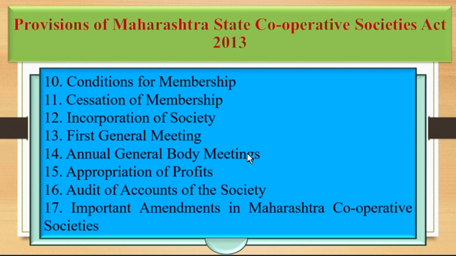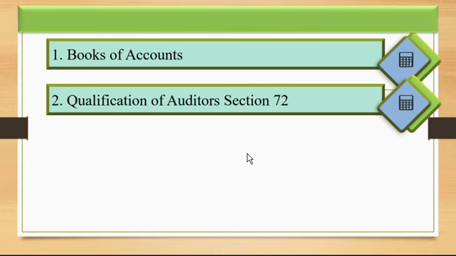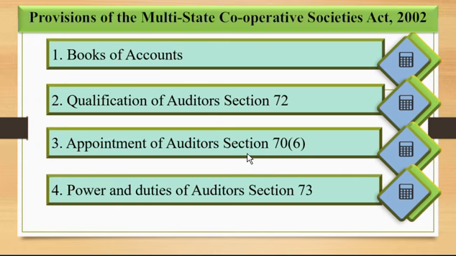Now, let's see the provisions of the Multi-State Cooperative Society Act 2002. In that, different provisions are given. First, we try to understand the Multi-State Cooperative Societies Act 2002. Friends, the Multi-State Cooperative Societies Act 2002, which came into force in August 2002, applies to cooperative societies whose objects are not confined to one state.